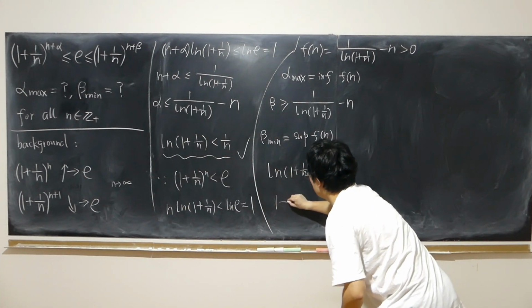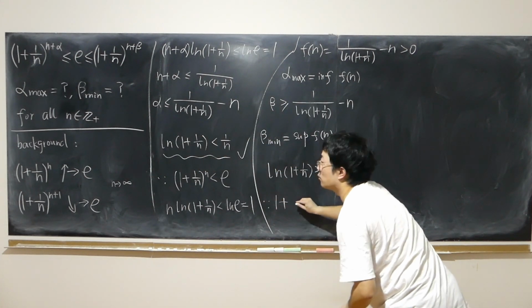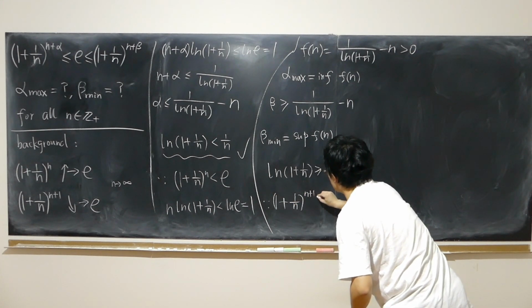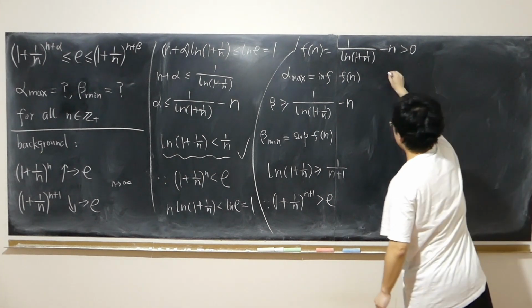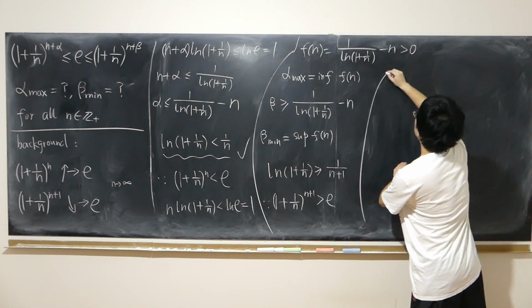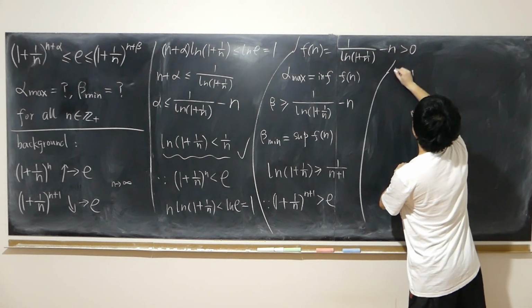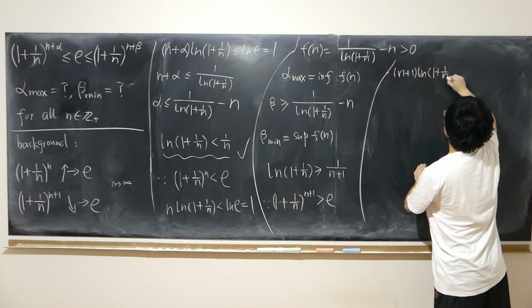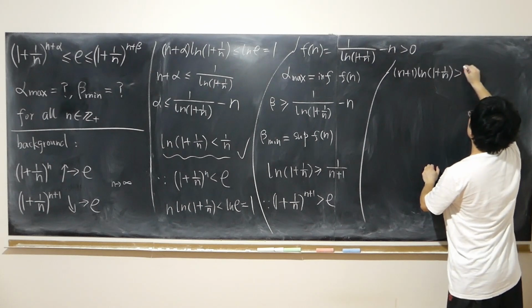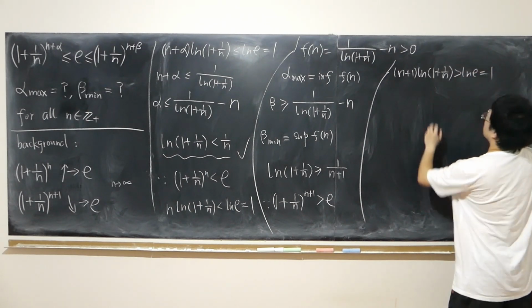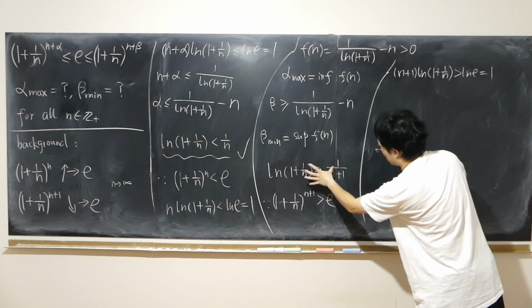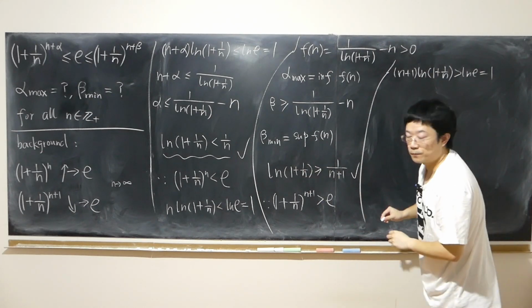Which means 1 plus 1 over n to the power of n plus 1 is greater than e. In other words, take log, so take down the power. Log of 1 plus 1 over n is greater than log of e, that is 1. So divide by n plus 1. So that gives me this inequality, right? So this is really true.